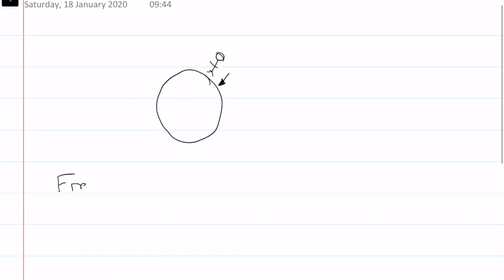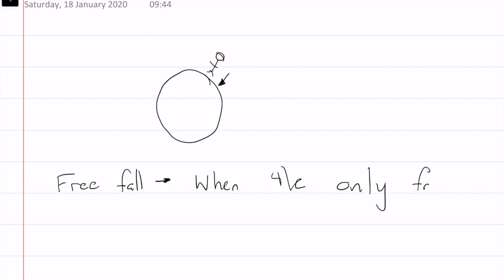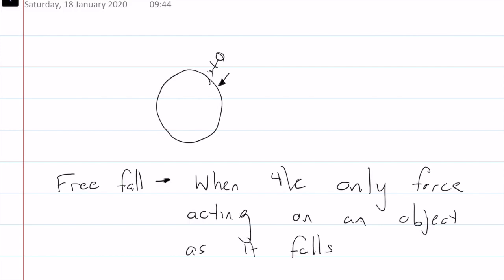So our first definition is going to be free fall. There's not a lot of definitions in this section, so might as well learn this. Free fall: when the only force acting on an object as it falls is weight. So that's what free fall is.